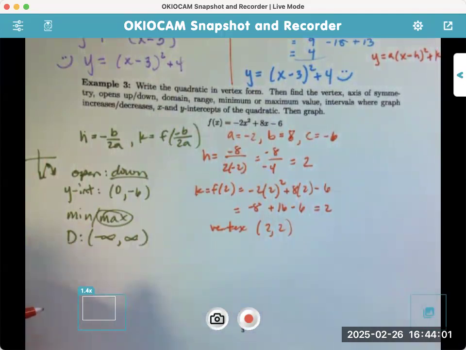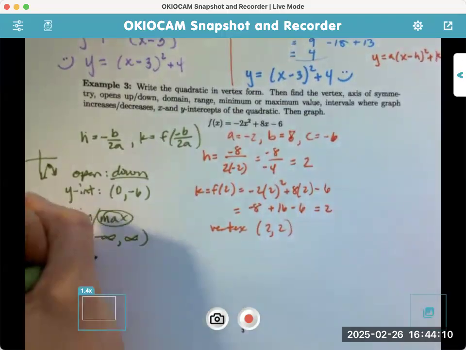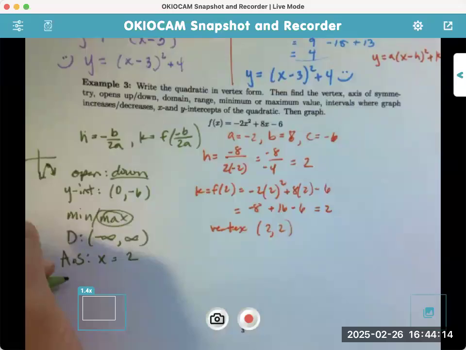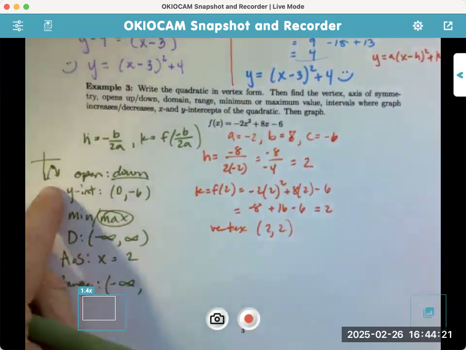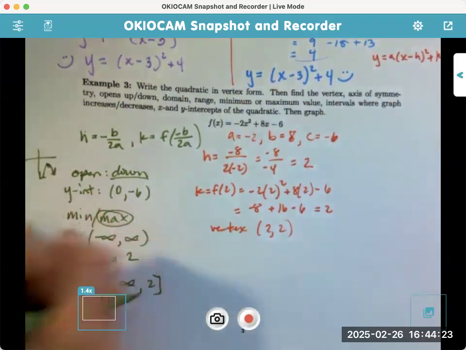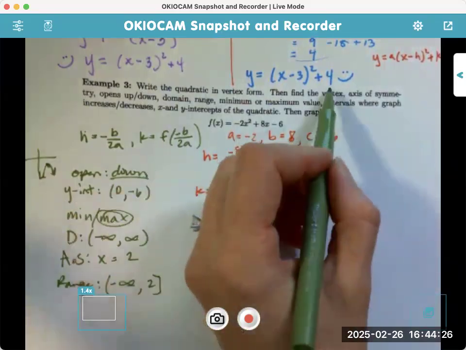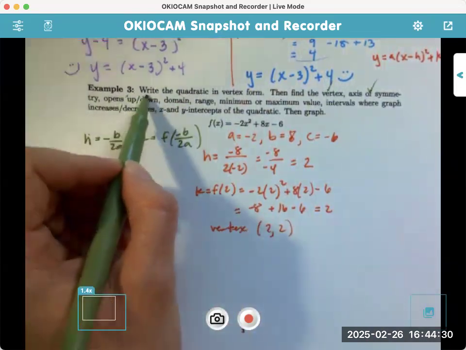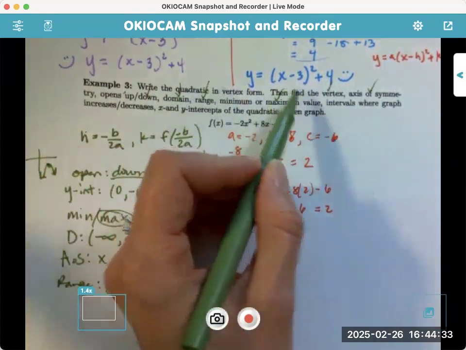So now we'll wait to graph in a hot second. Now we know the vertex. We know that the axis of symmetry is x equals 2, remember it's always x equals h. We can also do the range. We know that it is negative infinity to k. K is 2. Cool. So we have vertex, check. Axis of symmetry, check. Open up or down, check. Domain, range, check.